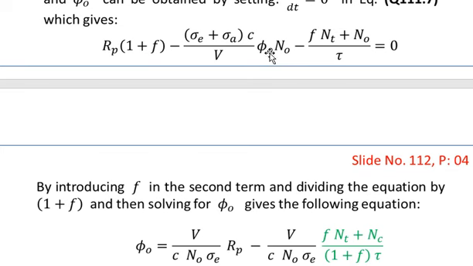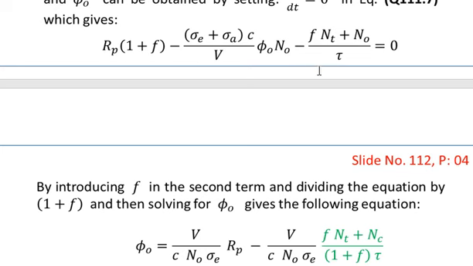Now in order to solve this equation for phi naught, we take the second term and divide it by sigma E, and at the same time multiply by sigma E. So sigma E over sigma E plus sigma A over sigma E gives 1 plus sigma A over sigma E, and sigma A over sigma E is F. So we can write 1 plus F.